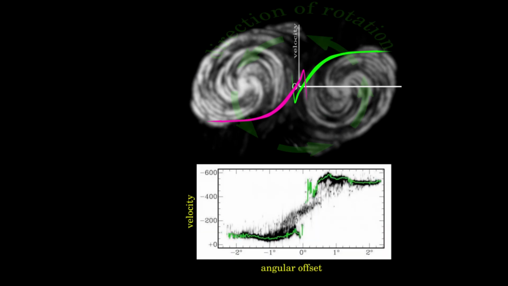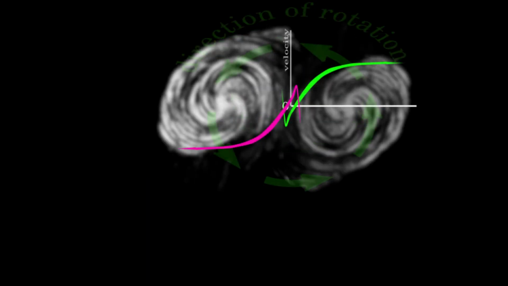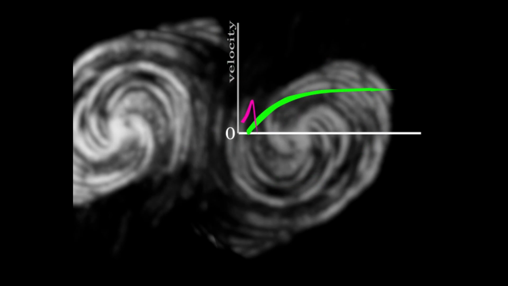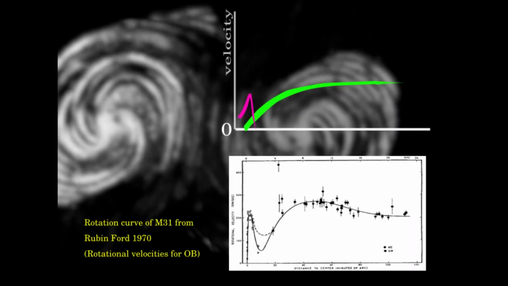Here's how it compares against a 2017 survey of M33. And here's that rotation curve of M31 from Rubin, Ford, 1970.